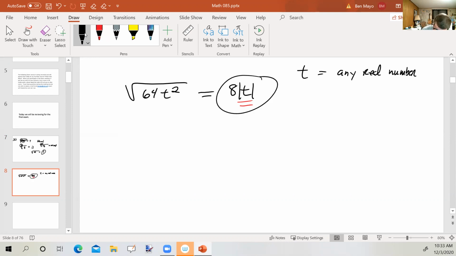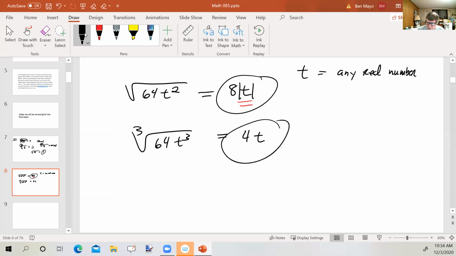Now, let's say we've got the cube root of 64t cubed. Well, the cube root of 64 is 4. The cube root of t cubed is t. When you're taking a cube root or any other odd root, you can get a negative answer. So here, we don't need absolute value bars. In fact, putting them would be incorrect. Any questions about that situation?